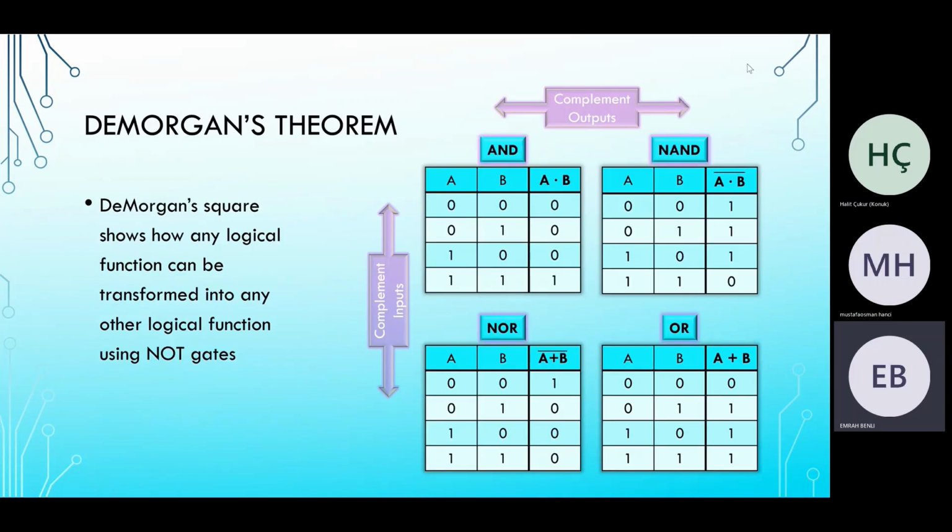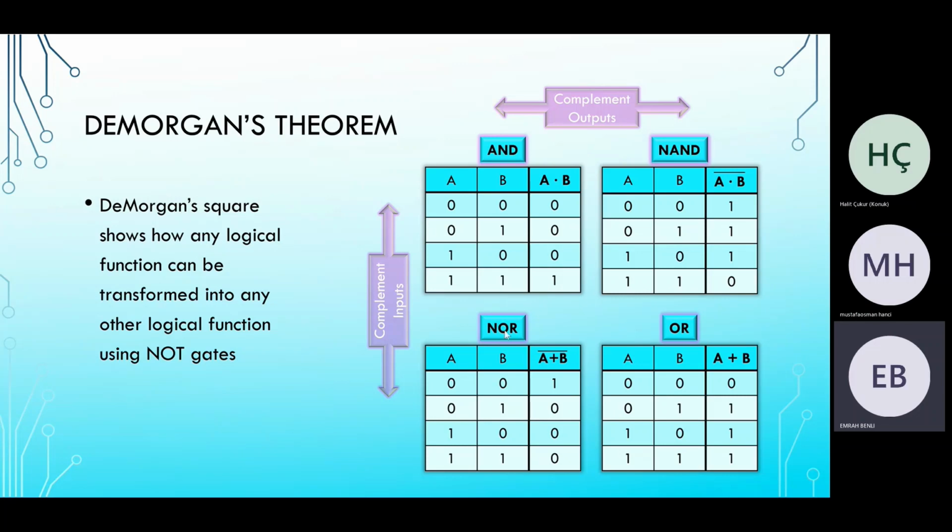Okay, so we also have this De Morgan's square from De Morgan's theorem. We can transform into any other logical function using this square, like AND and NAND. We have complement outputs. What is complement outputs? Their output is complemented. So 0, 1, 0, 1, 0, 1, 1, 0 between AND and NAND.